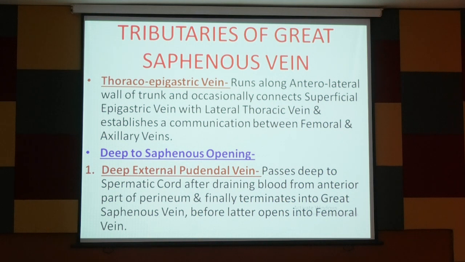Now, other tributaries of the great saphenous vein. The thoracoepigastric vein runs along the anterolateral wall of the trunk and occasionally connects the superficial epigastric vein with the lateral thoracic vein, establishing a communication between the femoral and axillary veins. Deep to the saphenous opening, the deep external pudendal vein passes deep to the spermatic cord after draining blood from the anterior part of the perineum and finally terminates into the great saphenous vein before the latter opens into the femoral vein.